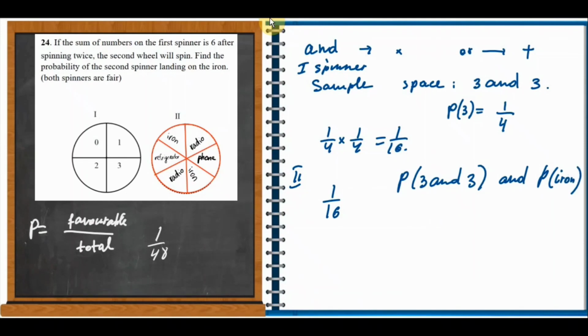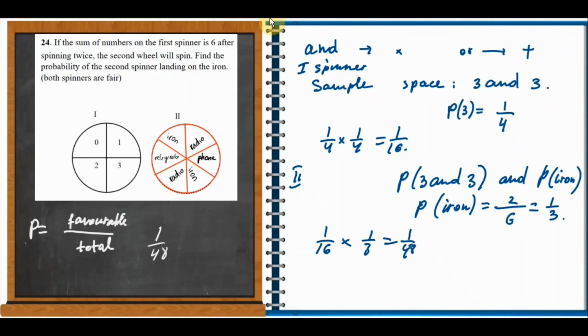Alright, now let's first find the probability of iron. It's number of favorable outcomes over number of all possible outcomes. It's 1 over 3. Now we found 1 over 16 and multiplied by 1 over 3, that's 1 over 48. The correct answer is 1 over 48.